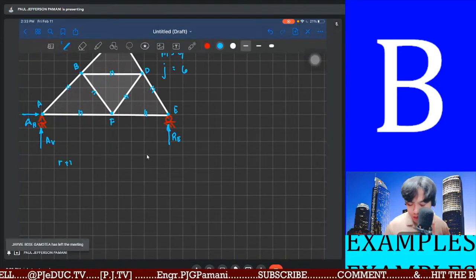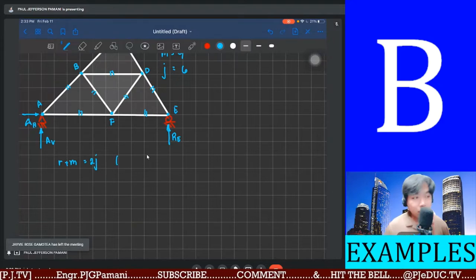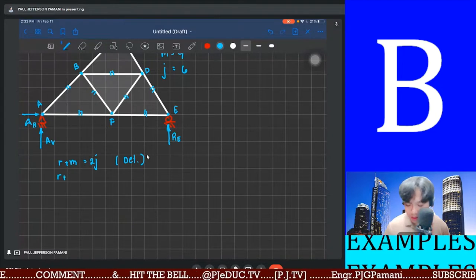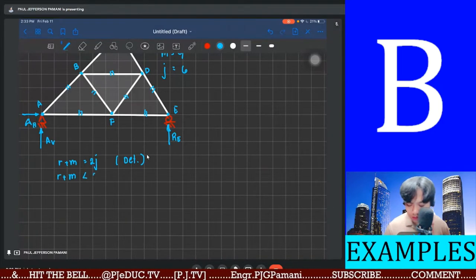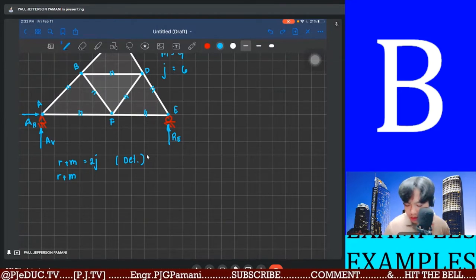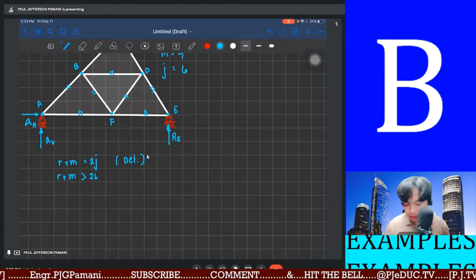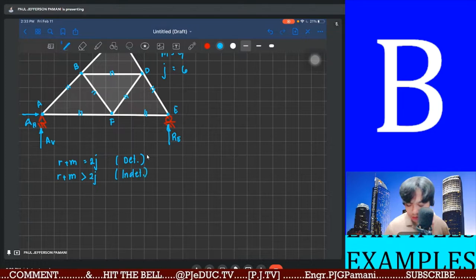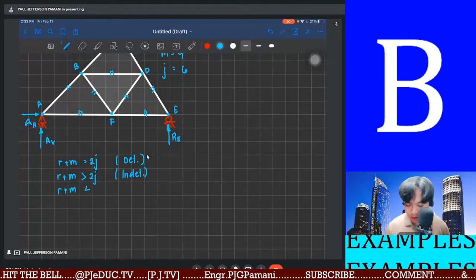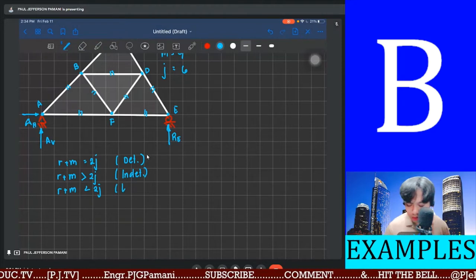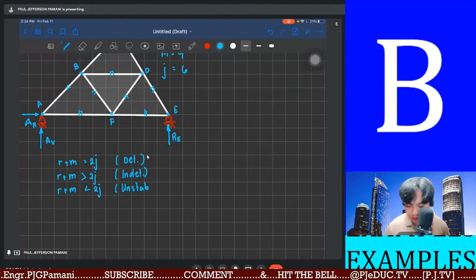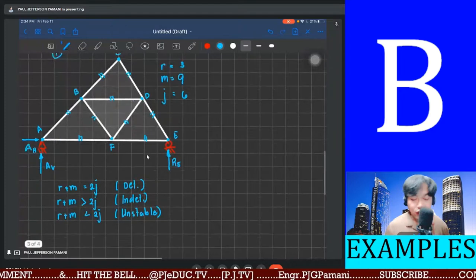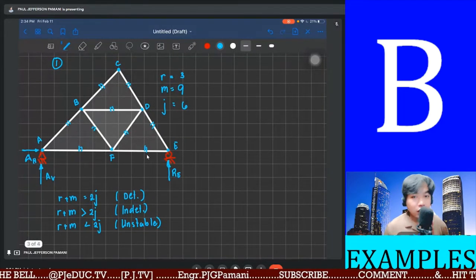If R plus M is equal to 2J, therefore, the given truss system is a determinate truss. If R plus M is greater than 2J, therefore, the given truss system is indeterminate. And if R plus M is less than 2J, therefore, the truss system is considered as unstable and will have to reanalyze or reconfigure the joint connections that we have considered in our truss system.